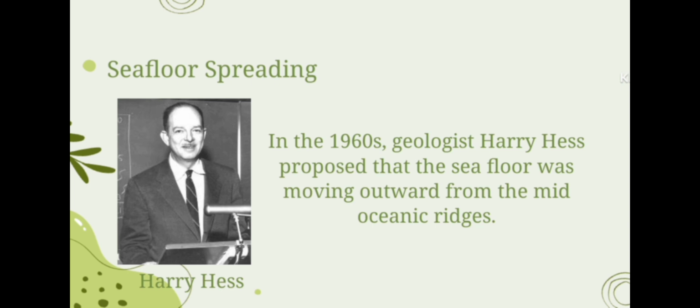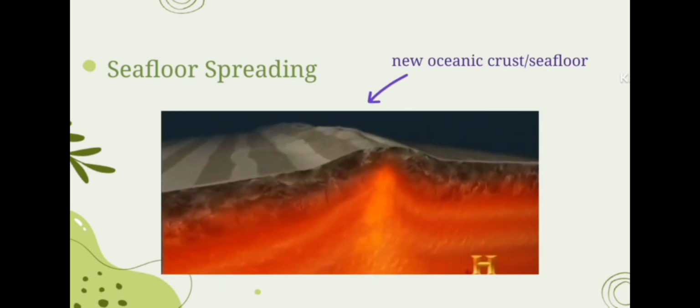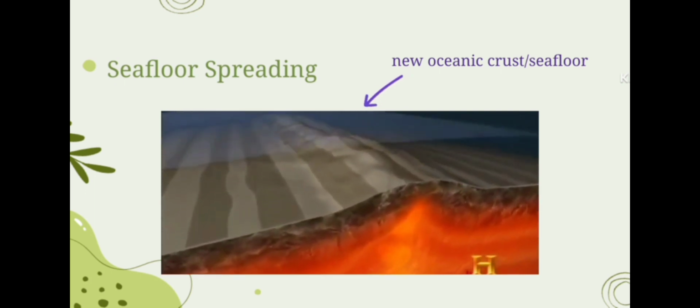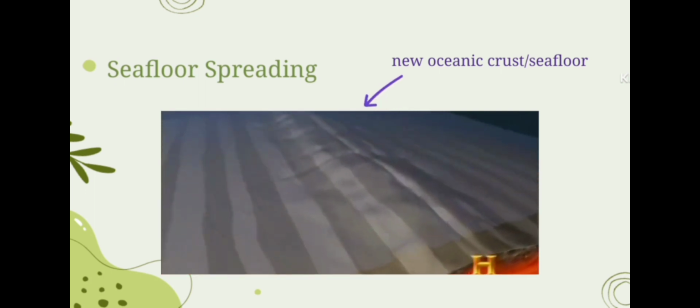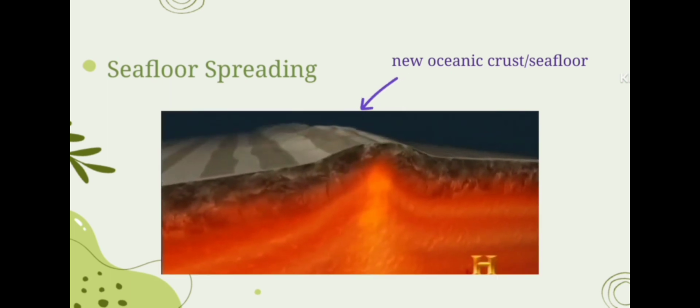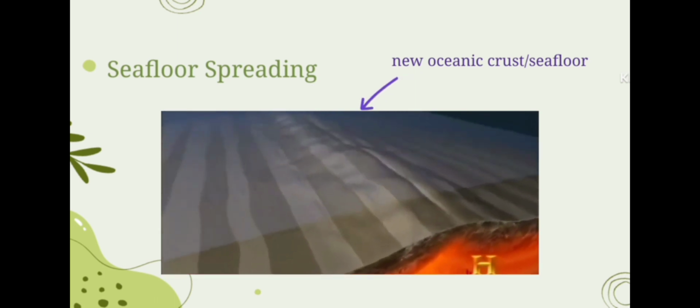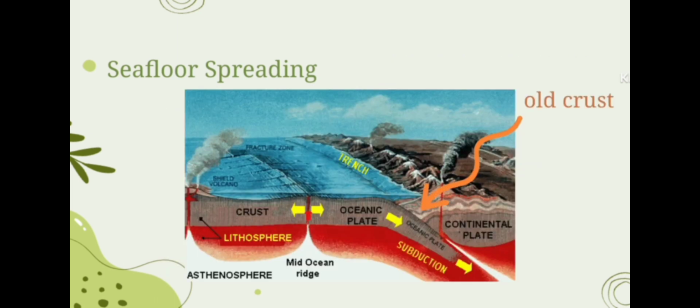In the 1960s, geologist Harry Hess proposed that the seafloor was moving outward from the mid-oceanic ridges caused by the convection currents in the mantle. This creates a new seafloor which then spreads away from the ridge in both directions. The youngest oceanic crust is formed at the crest of a mid-oceanic ridge, and the crust becomes progressively older away from the ridge. The oldest oceanic crust is then subducted and reassimilated in the mantle.